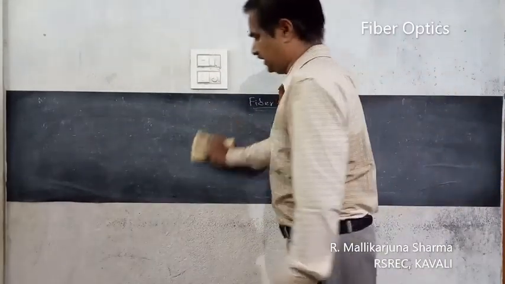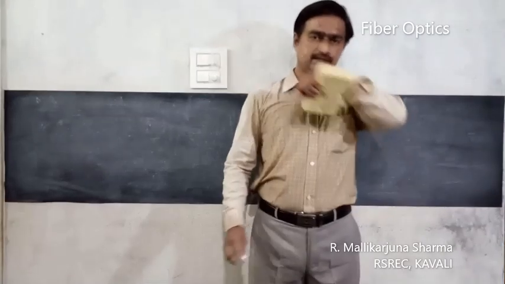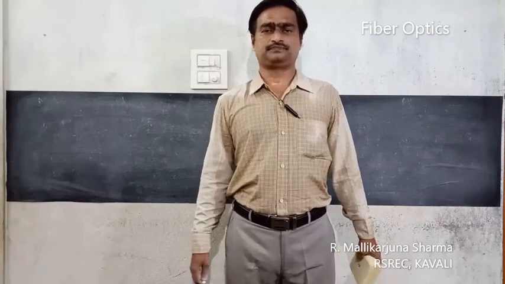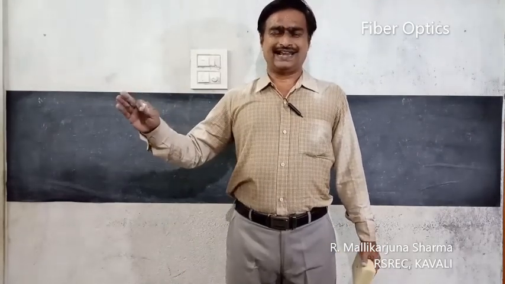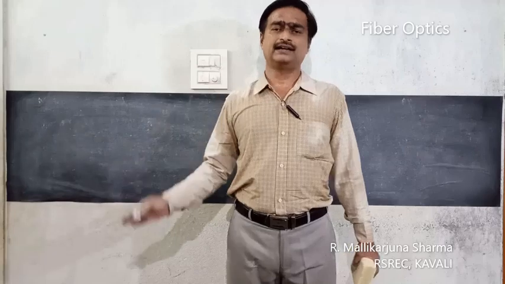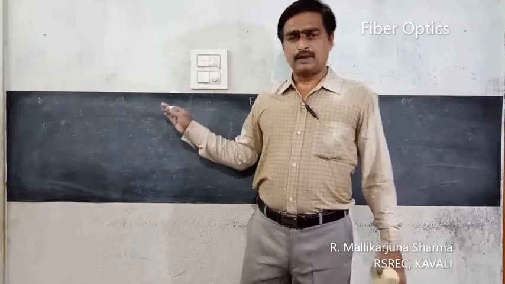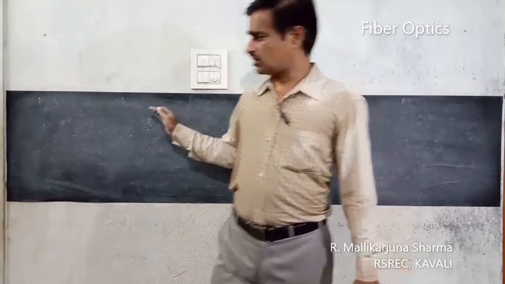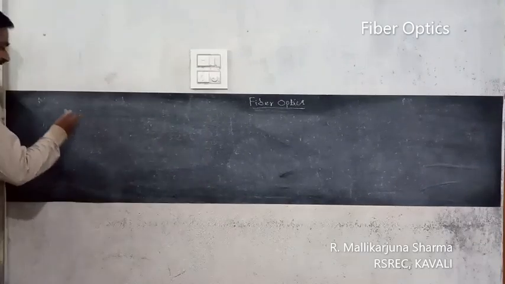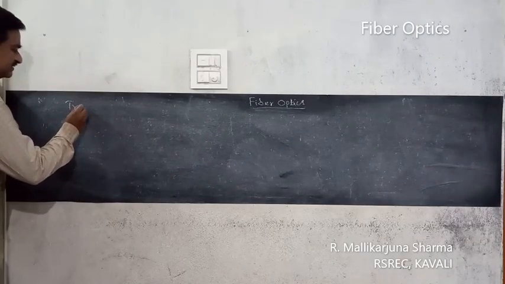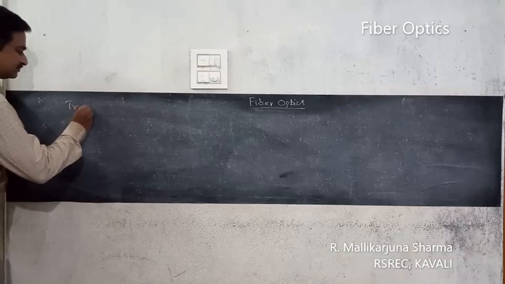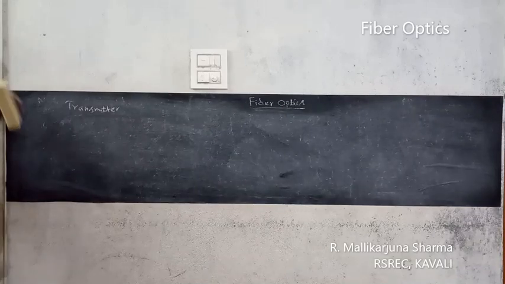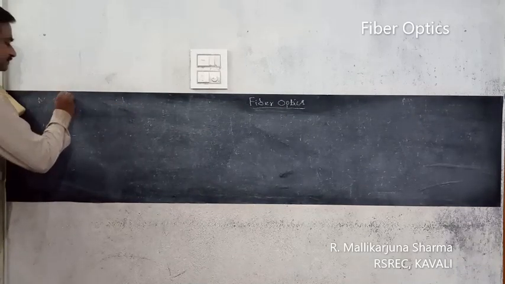Now we are going to see the optical fiber communication system. Any communication system consists of three parts: transmitter, propagating medium, and receiver. Here in the propagating medium, we are going to use our optical fiber materials or optical fiber cables. First, we are taking this one as the transmitter. We are going to have just a block diagram representation. Transmitter.